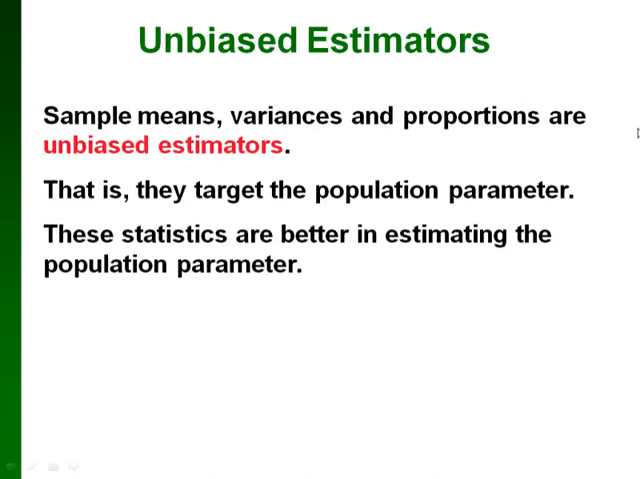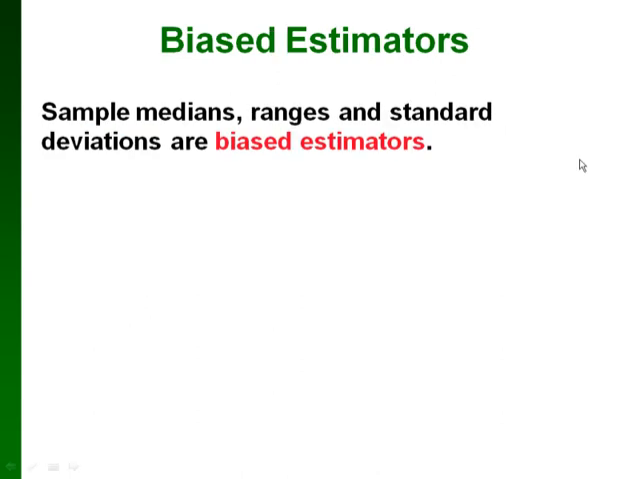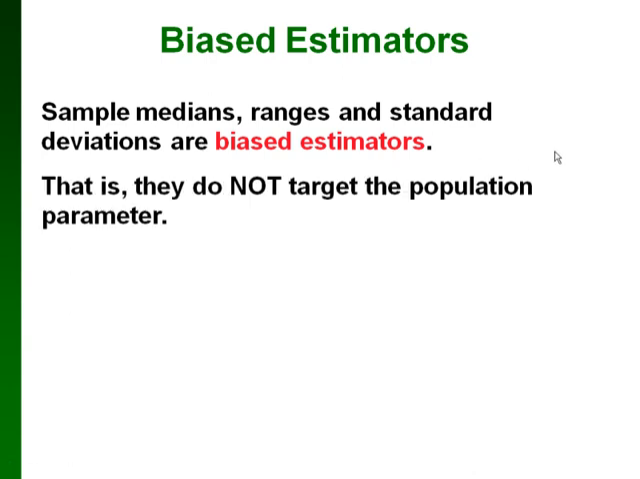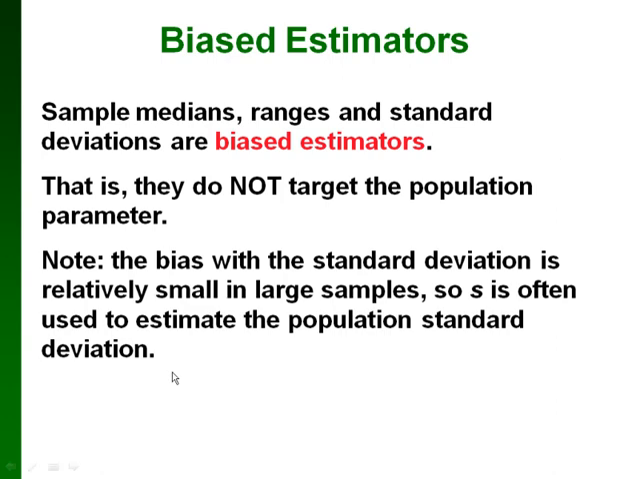Now, if we're going to use point estimates to estimate population parameters, we want to use estimates that are unbiased. That, in other words, will give us a good estimate for our population parameter. Some of the ones that are good estimators, or unbiased estimators, are means, variances, and proportions. Some estimators that aren't so good, in other words, they're biased, are medians, ranges, and standard deviations. So these three do not target the population parameter very well.